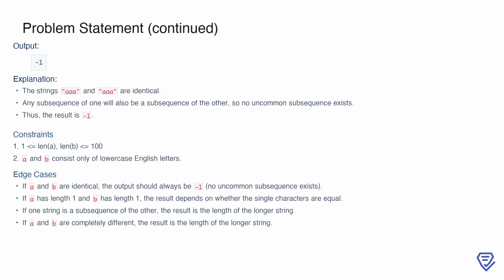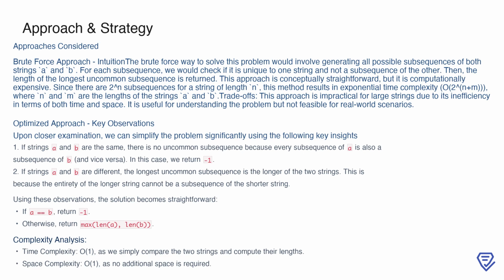Additionally, the problem's constraints remind us to handle various edge cases, such as when one string is a subsequence of the other or when the strings are completely unrelated. Careful consideration of these scenarios is crucial to solving the problem correctly. To solve this problem, we initially need to consider different approaches.